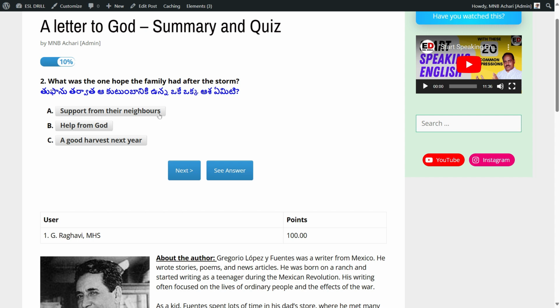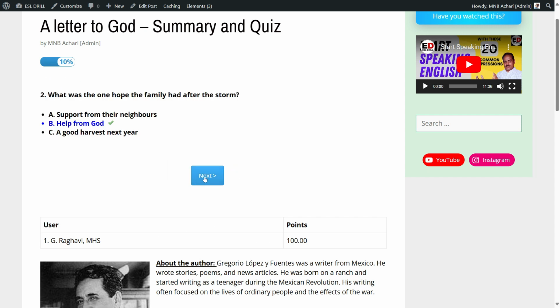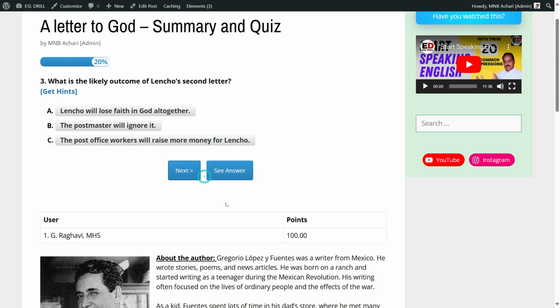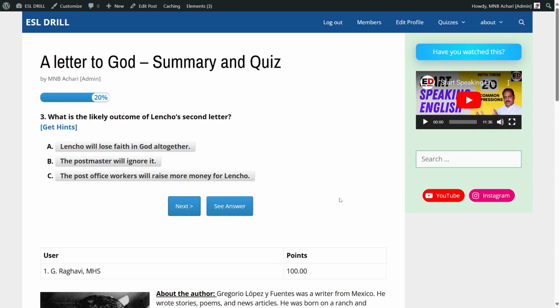Now the answer options: a support from their neighbors, help from God, a good harvest next year. Which one was the only hope the family had after the storm? You know, help from God. So okay, now let's choose that one and see the answer. Okay, that's correct. Let's move to the next question. What is the likely outcome of Lencho's second letter? Let's see hints.